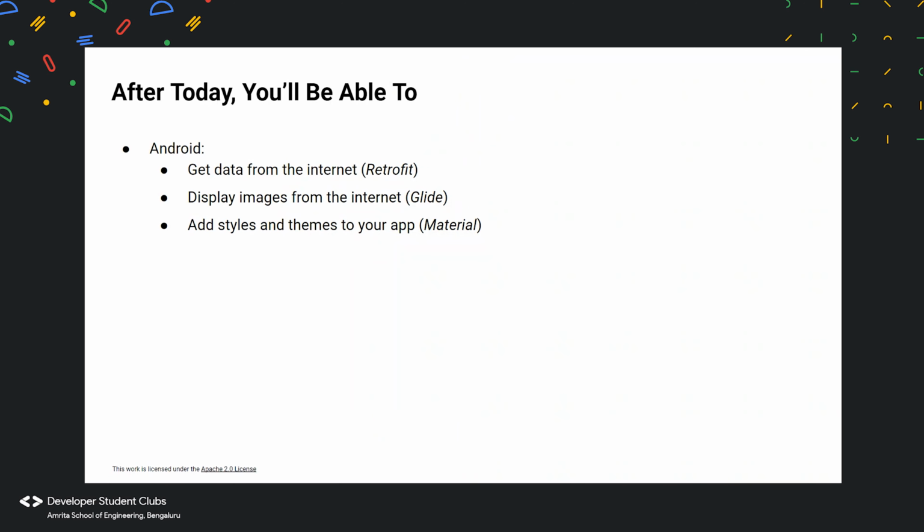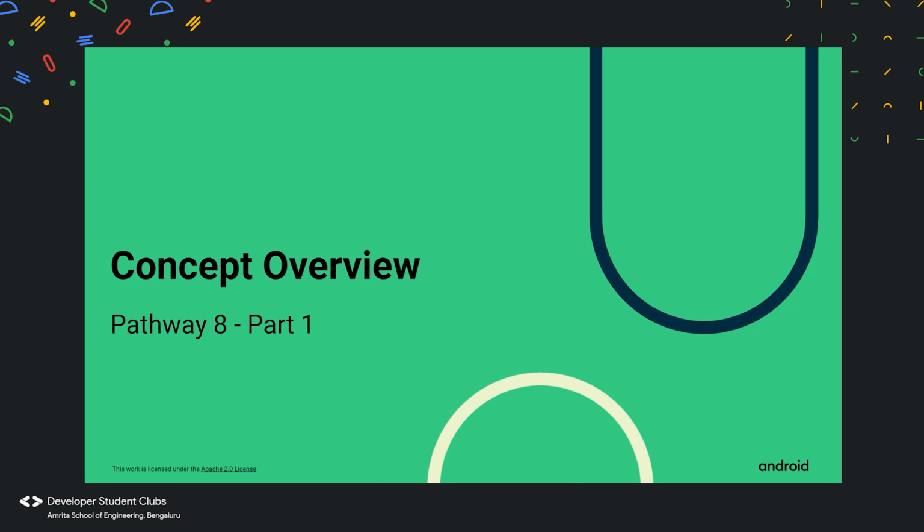So after today, you'll be able to get data from the internet, display images from the internet, save data that you recently got from the internet, and maybe use it when your app is offline. Or if you want to show the data in some other page, or you're going back to the page, instead of getting it each and every time from the same source, you can store it and bring it from there itself. And you'll be able to add styles and themes to your app to make it that much nicer.